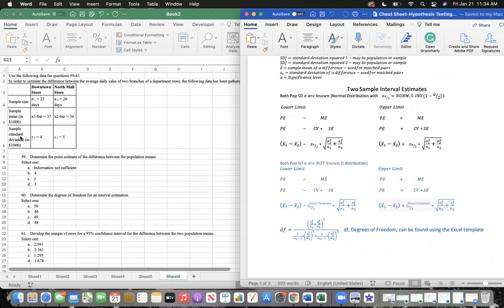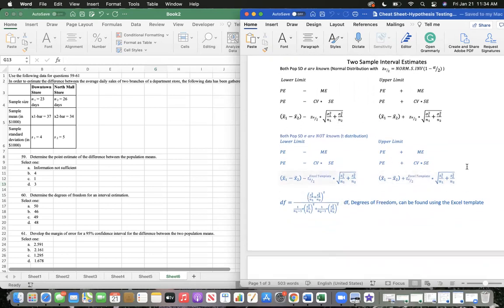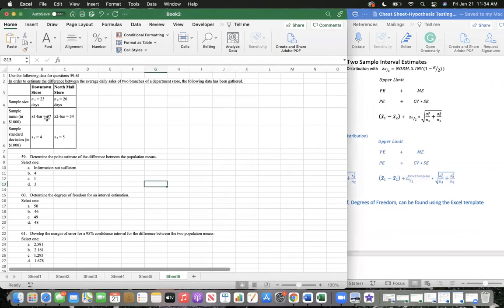I just want to point out right now, since we have sample standard deviation, we're going to be taking a look at this blue one right here. So anyways, X bar 1 minus X bar 2 is going to give us our point estimate. So X bar 1, that is 37. What I'm going to do actually right here is write 23, 26, 37, 34, 4, and 5. So we can use cell referencing.